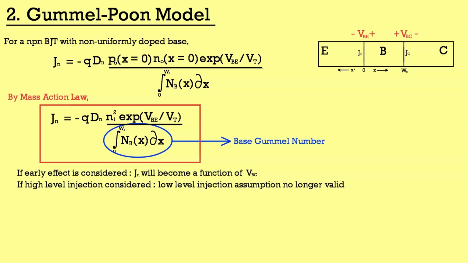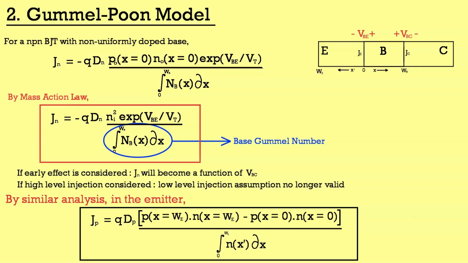If the base emitter voltage becomes too large, then the assumption of low level injection will no longer be valid. In this case, the total hole concentration in the base increases because of the increased excess hole concentration, which means the base Gummel number will increase.